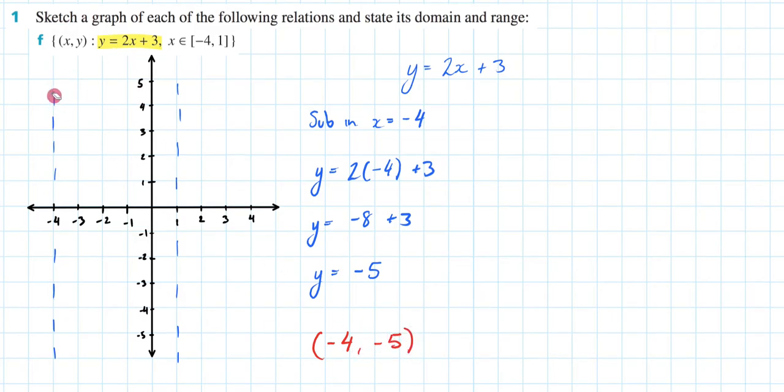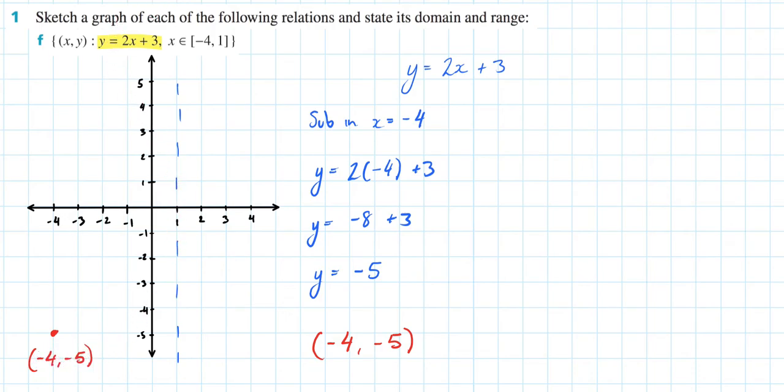So I come over here, I rub out my lines, and I'm saying that my dot here is going to be (-4, -5), which is here. And I'm going to make sure that I label my coordinate as (-4, -5).